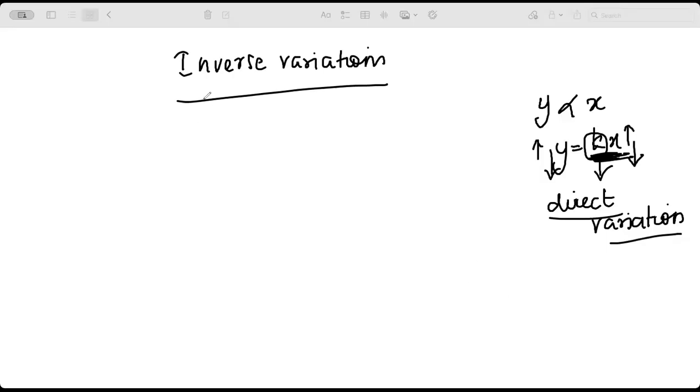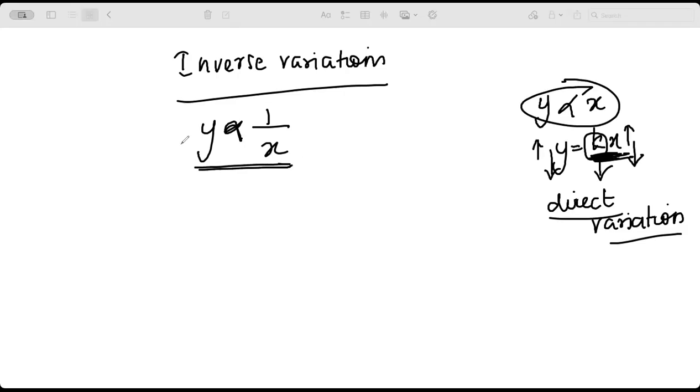Okay. We are going to talk about inverse variation. What does that mean? I am saying y is inversely proportional to x. This is a symbol for proportional. People don't use it here though. Okay. This is direct proportion. This is inverse proportion. Meaning y increases, x decreases. Y decreases, x increases. That's what it means. So y will be equal to k by x. Meaning the constant of proportionality divided by x.